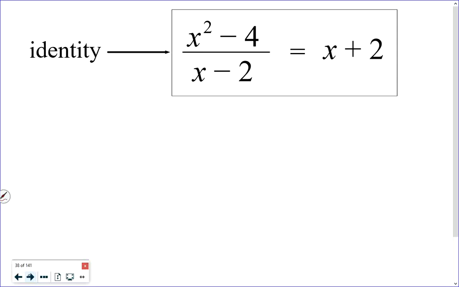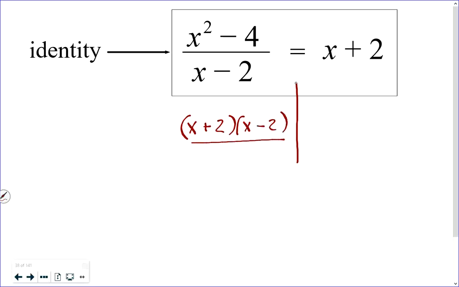And if I wanted to prove this, I could take the left side and factor the numerator, and then cancel those two factors and be left with x plus 2. And then I could say, oh, left side equals right side, if I were asked to prove it. By the way, we're not going to be proving these kinds of things. We're going to be proving trigonometric identities.